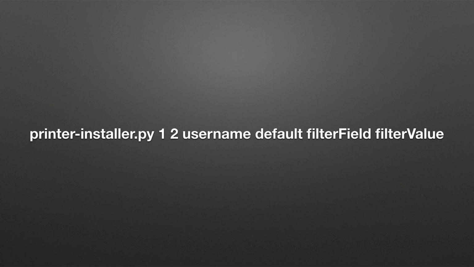All right, so after that, you specify the default location. If you enter a value here, it doesn't display the picker that you saw in that GIF earlier. It just installs that printer. And then the filter field and value. The filter field looks for the header of the CSV file, so you'd give it location or display name, something like that. Then the filter value performs a search on that.